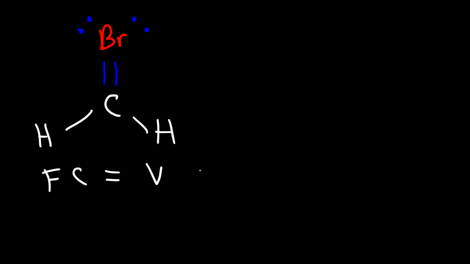So let's say that we have a bromine atom double bonded to a carbon atom, and the bromine atom has 2 lone pairs attached to it. Calculate the formal charge on the bromine atom. So let's start with the equation. The formal charge is equal to the number of valence electrons minus the number of bonds and dots.